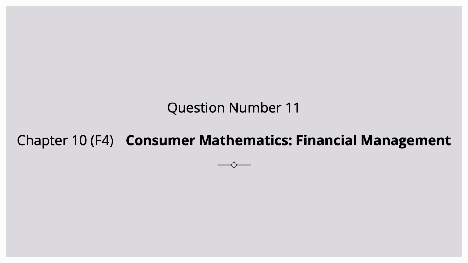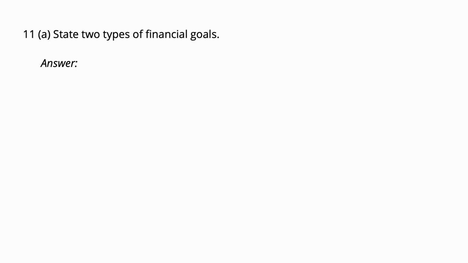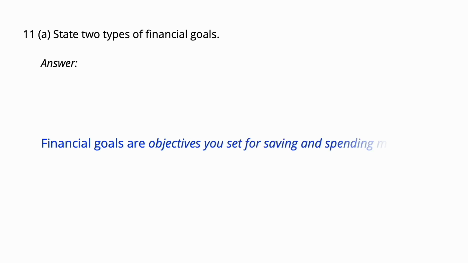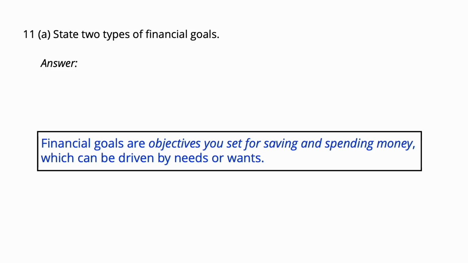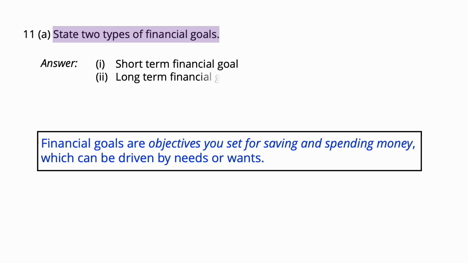Question number 11. A. Financial goals. Financial goals are objectives you set for saving and spending money, which can be driven by needs or wants. State two types of financial goals. 1. Short-term financial goal. 2. Long-term financial goal.